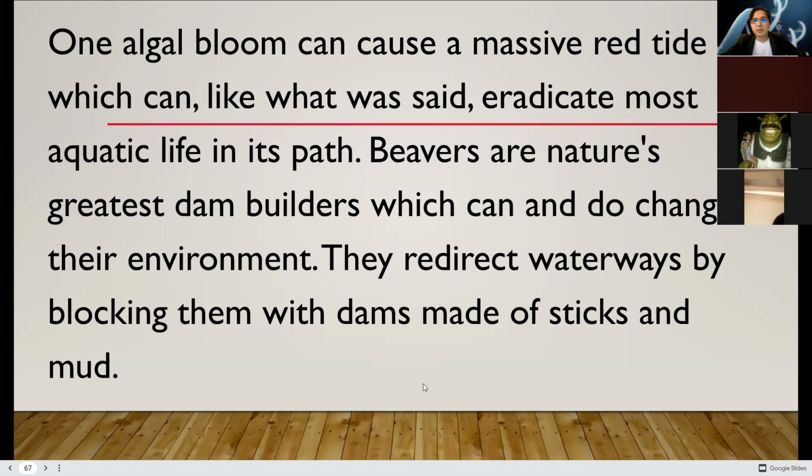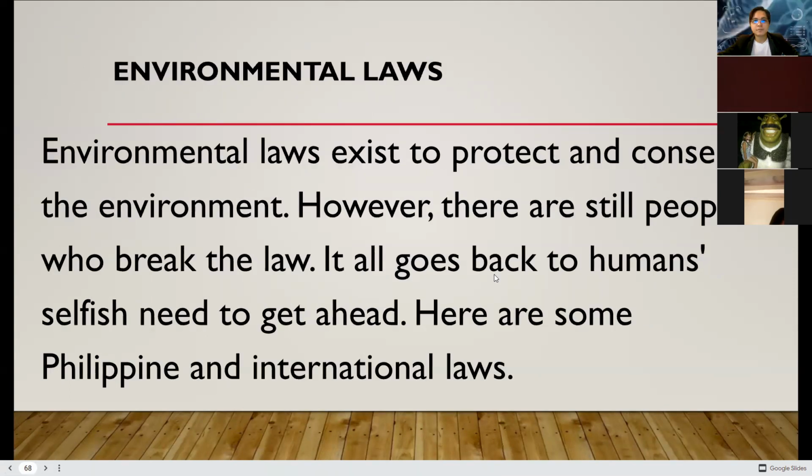Beavers are nature's greatest dam builders, which can and do change their environment. They redirect water paths by blocking them with dams made of sticks and mud. These are just a few of the animals that are doing their job for the environment. But because of global warming, the tendency is that everything changes, even their natural habitats.